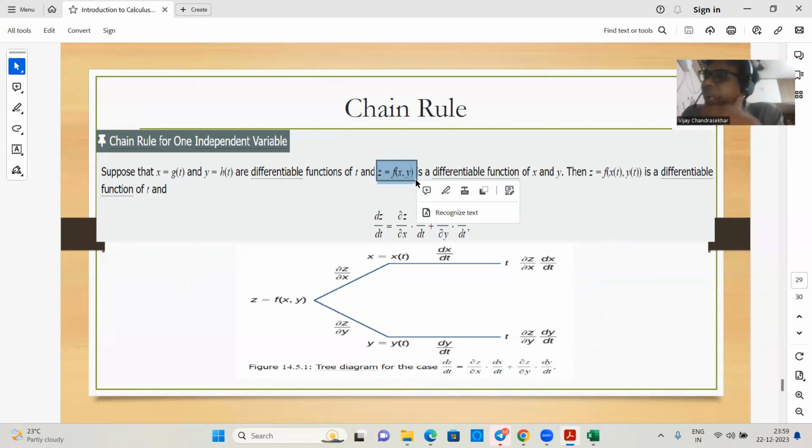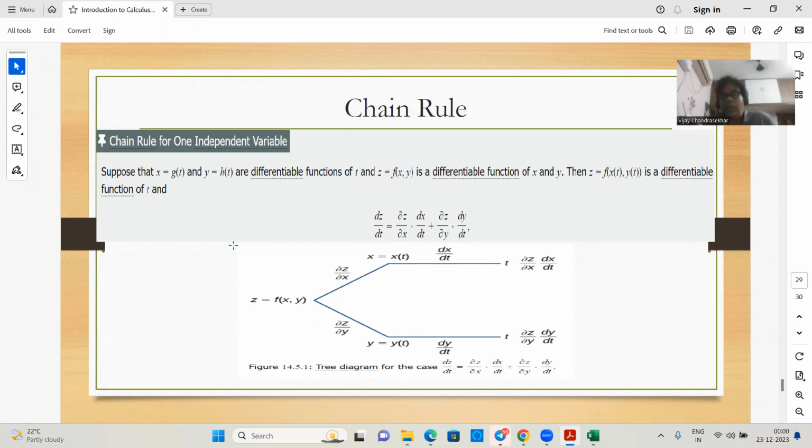You might think x and y are independent, but the reality is that x is a function of t and y is also a function of t. They're not independent. They're all related. That's why the chain rule comes into the picture. When all these things are related and you have the relationship available, how do you calculate partial derivatives and what sort of partial derivatives can you calculate?